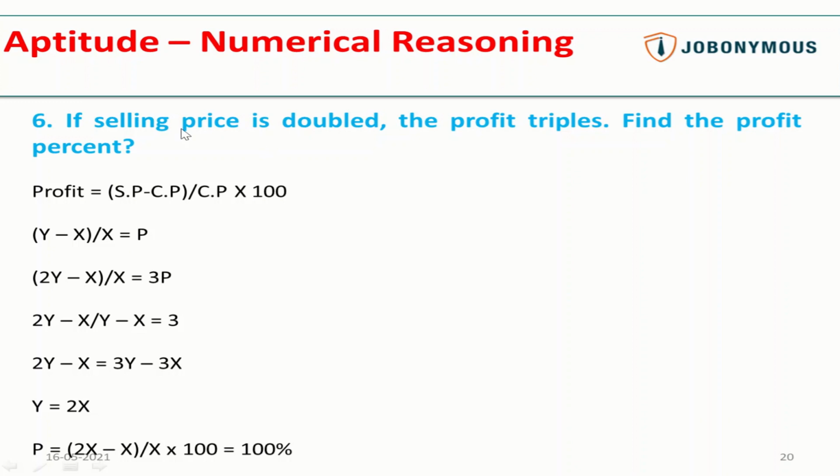But in the second equation, when the selling price is doubled, so this becomes 2y, the profit triples, it becomes 3 times p. Now you can easily solve these two equations, where you will get the answer as y equal to 2x. So when you put this, you will get the profit equal to 100%.